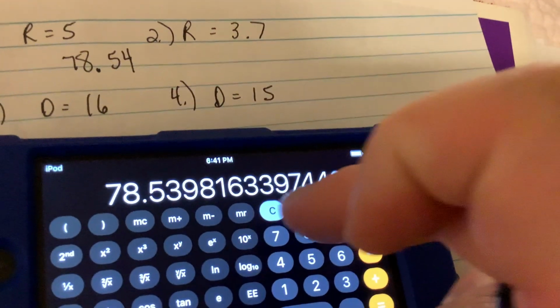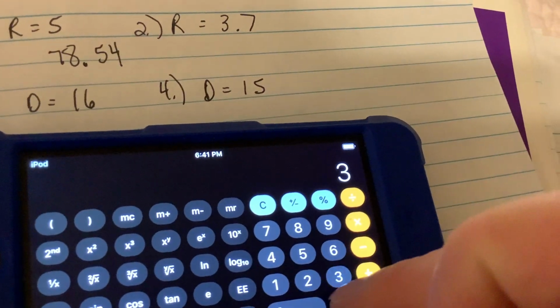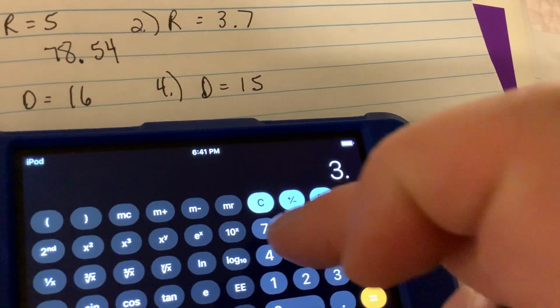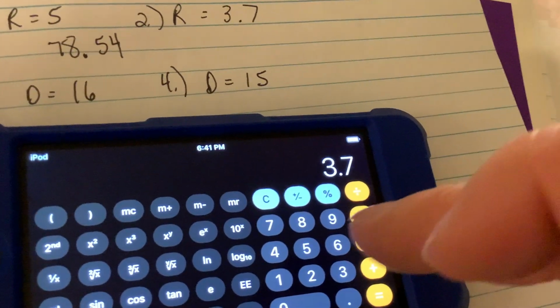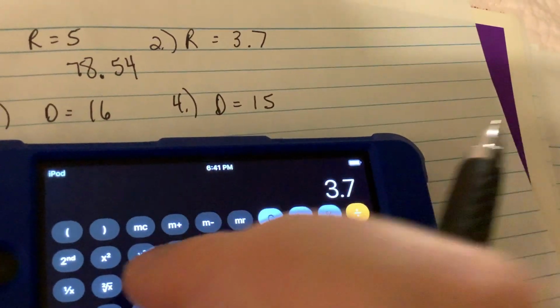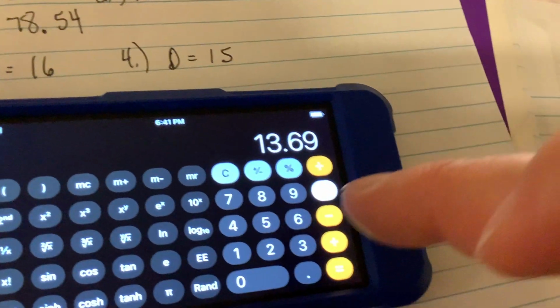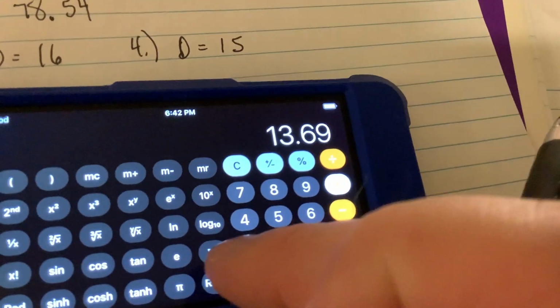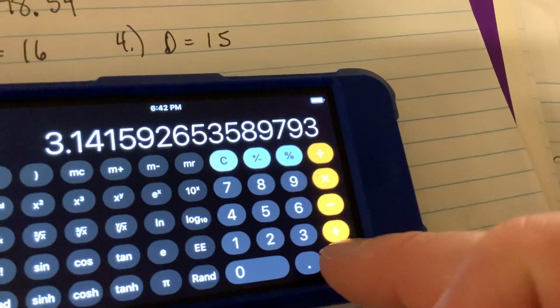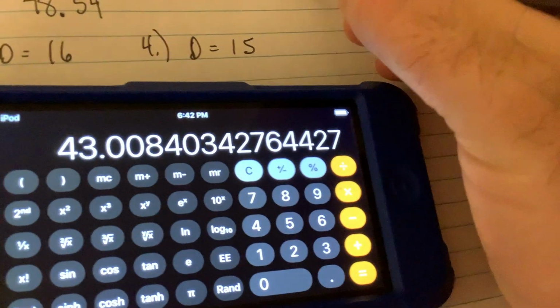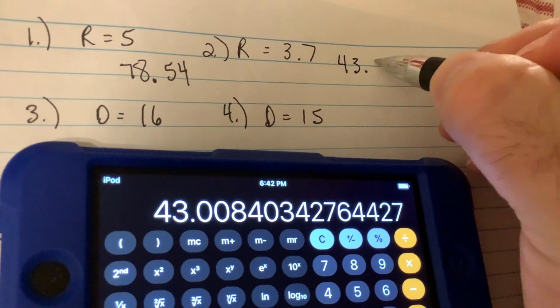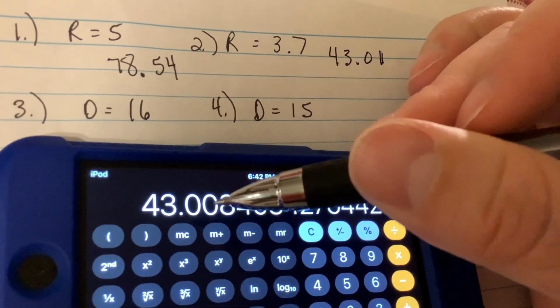Same thing with number 2. They give us the radius, so 3.7. You can hit it times 3.7, or you could just square it. There's usually a square button on your calculator, so we're going to square it. And then we multiply that times pi. Make sure you're squaring just the radius before you multiply times pi. Now we multiply times pi, and we get 43.01. That's going to go up to 1.